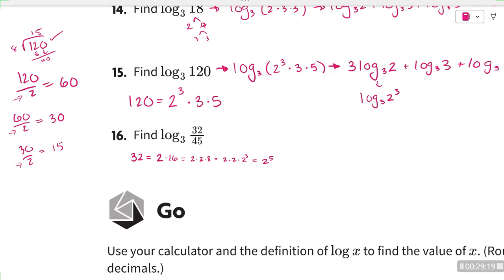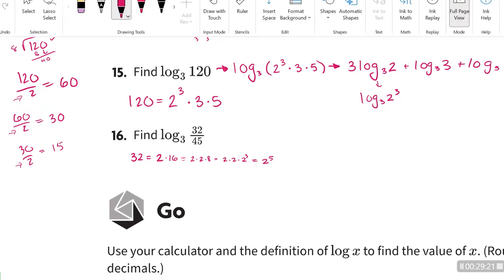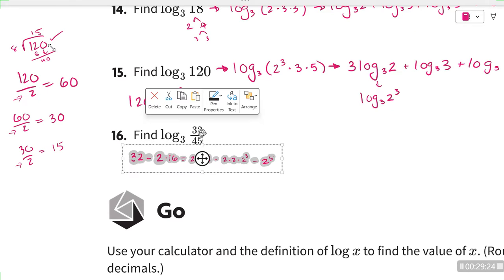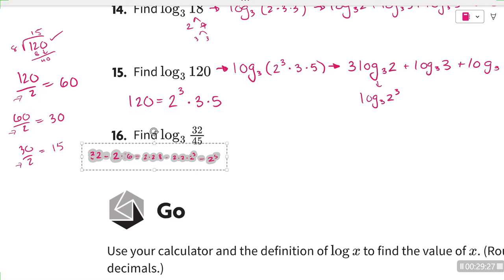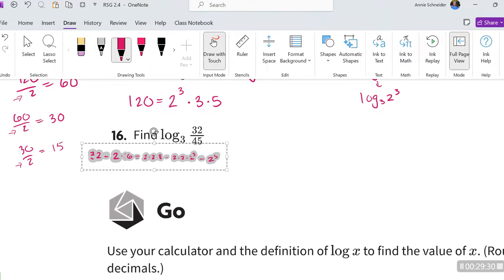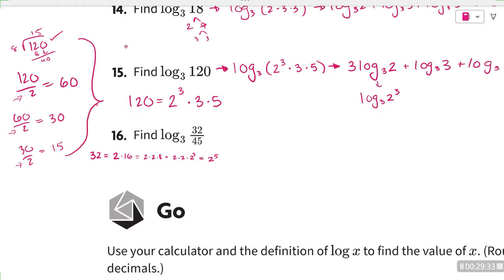And again, if you recognize that off the top of your head, wonderful, but we don't need to. We can always break it down a little. So that's where our 32 is coming from. Let's kind of organize ourselves a little. This is all going to problem 15. So 45, well, that becomes 5 times 9, or 5 times 3 squared if we want to use some powers here. So this becomes log base 3 of 2 to the 5th over 5 times 3 squared.